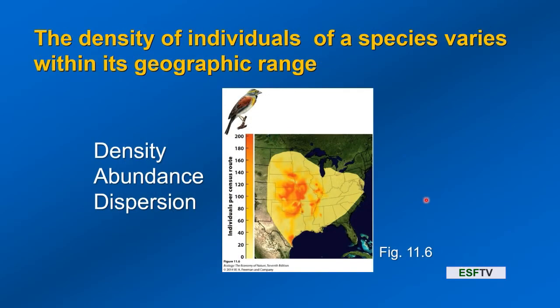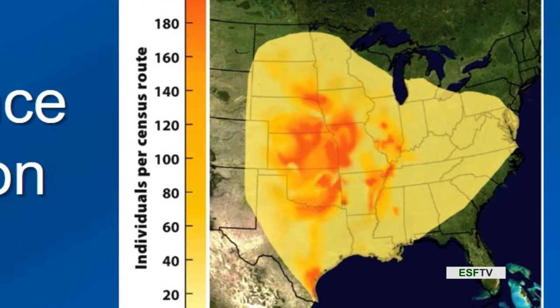All right, another feature about ranges, or about distributions, is the density of the individuals, and that varies across a range. And this figure, 11.6, shows a cartoon, maybe a heat map of a particular bird, and you can see that the whole amber, yellowish color is where the range of that bird is. But in the middle of that range is where it's really abundant.